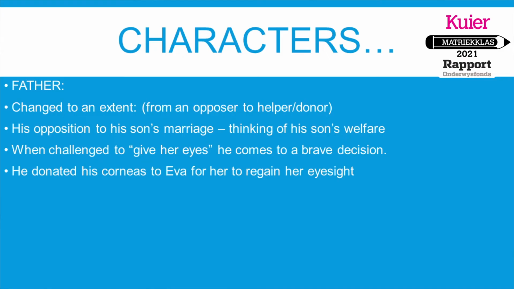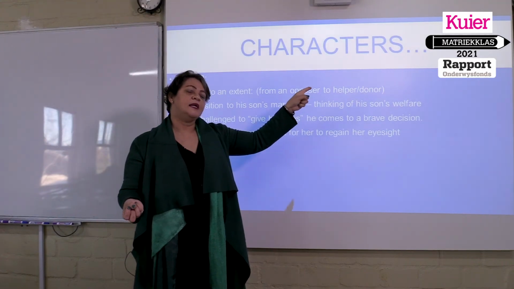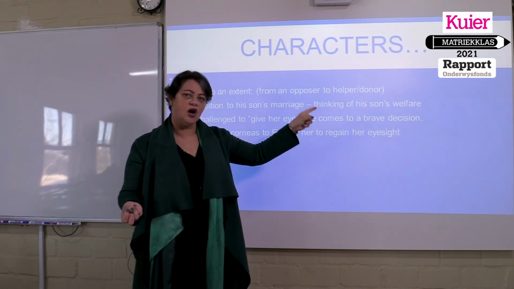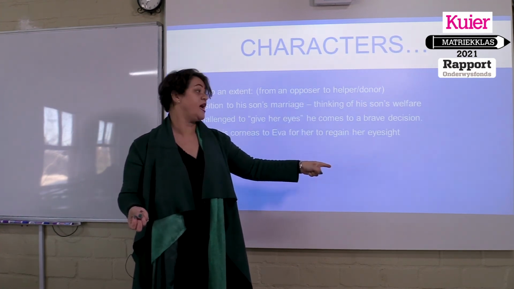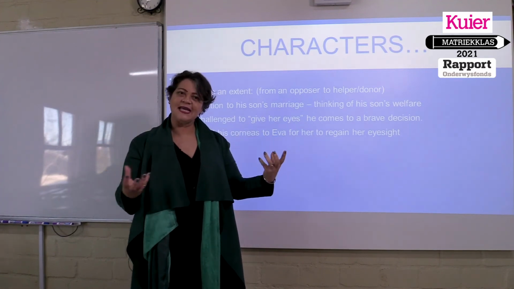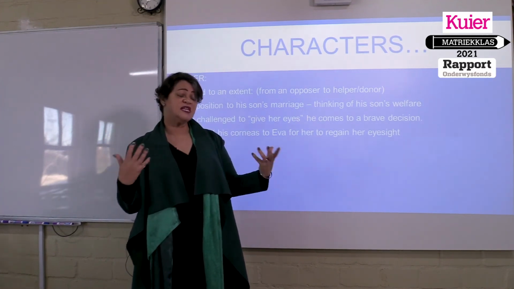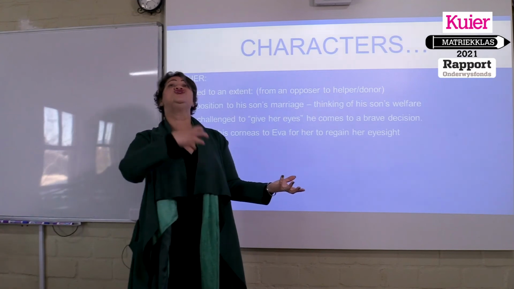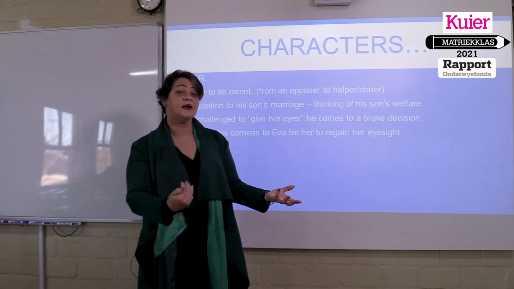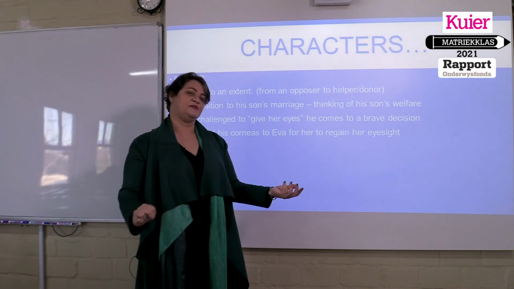Okay? Then his opposition to his son's marriage is thinking of his son's welfare. What does that mean? I just said it now. He doesn't want his son to be burdened with a blind woman. When he's challenged to give her eyes, he makes the brave decision to, on his deathbed, give her his corneas. Okay, and it says brave, but like I say, open to interpretation. Because it is brave to be a donor, but remember, his father had a twofold purpose for doing that.